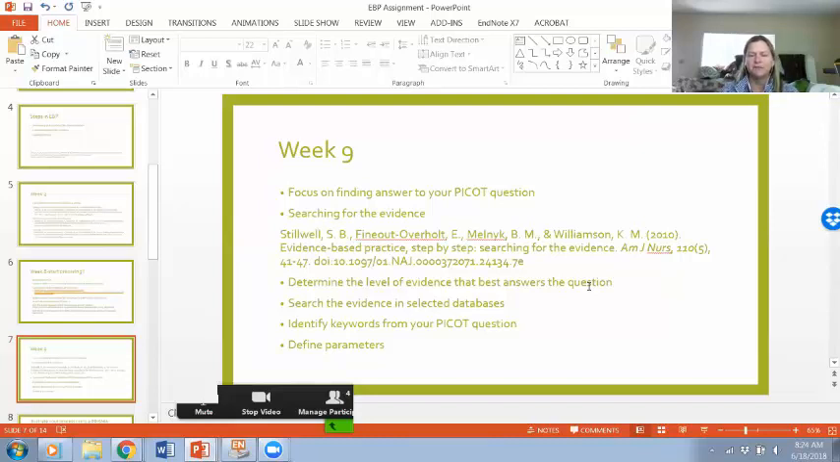And then you're going to look at the databases and determine, well, first you'll find your keywords. Then you'll determine what databases you want to search. So you're going to look at CINAHL, PubMed, Medline. If it is kind of a patient preferences qualitative question, maybe you want to look at PsycInfo as one of your databases. So we'll do that this week. You get your keywords and then define your parameters or your inclusion-exclusion criteria.